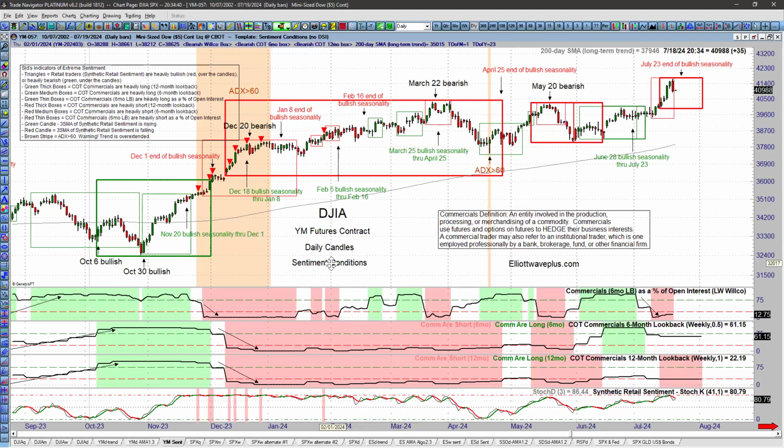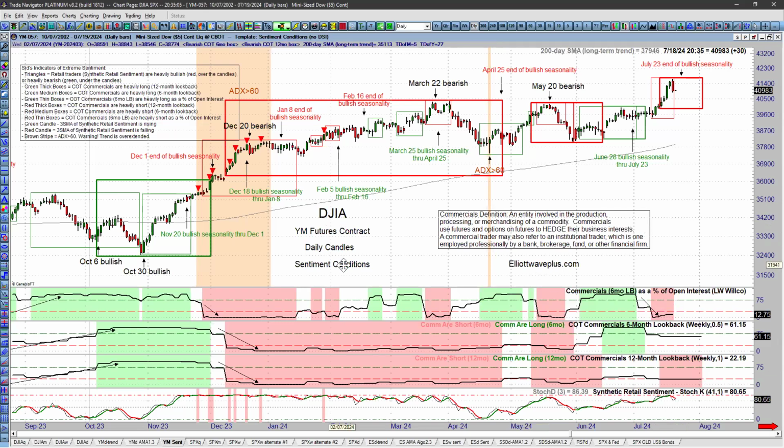This is the daily sentiment. So I showed you a bunch of weekly sentiment screenshots, but the premium plan people get the daily ones too. The daily ones might, especially when used in conjunction with the weekly ones, allow you to time these critical junctures where you can see the commercials' positioning versus the retail positioning.